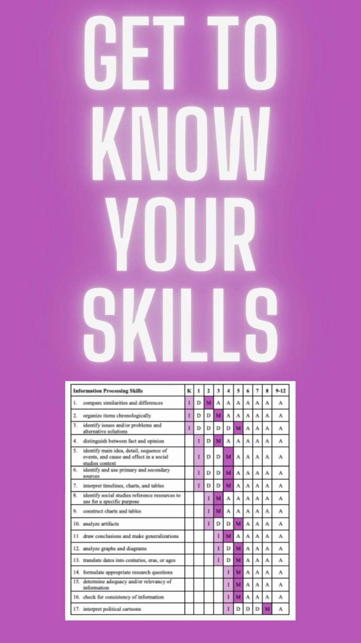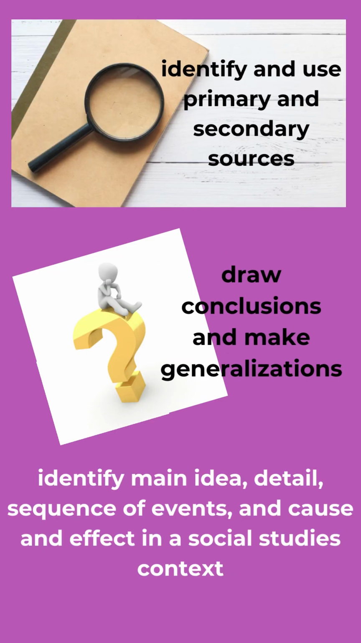So it would be the best thing that you could do to get to know your skills, kind of know when were they introduced, how long have the students been at that mastery level, and try to find ways that you can apply them into your daily instruction. So here's a couple of examples of what you might see when you do get to know those information processing skills. So we've got things related to primary sources, drawing conclusions and make generalizations, even right down to identifying main idea, detail of sequence, cause and effect, and so on and so forth.